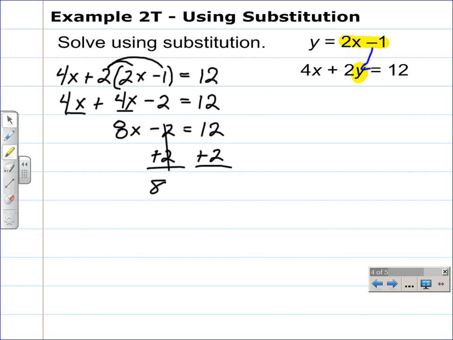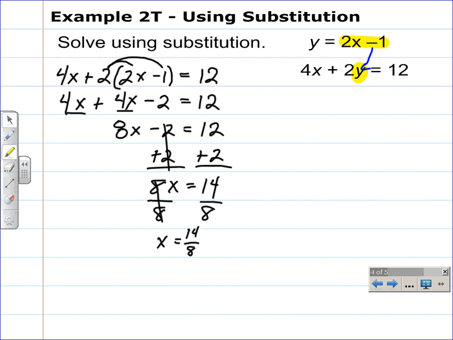On the left-hand side, the 2's cancel out, leaving 8x. Bring down the equal sign, and that's 14. So 8x is equal to 14. Then I'll divide each side by 8. The 8's on the left divide out. And on the right-hand side, that gives us 14 over 8.